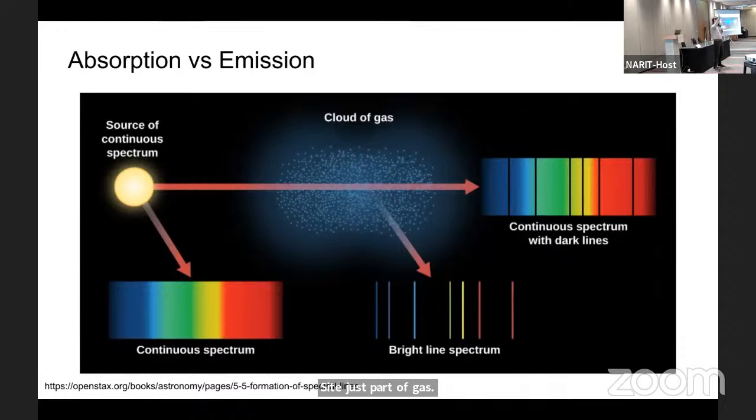But if you look at it from the side, then you get to see the light that gets absorbed and then re-emitted. And in this case, you observe a bright line spectrum. This is what you would observe when you look at things like a nebula, like the Orion Nebula, or any sort of famous deep space object that you can look at.